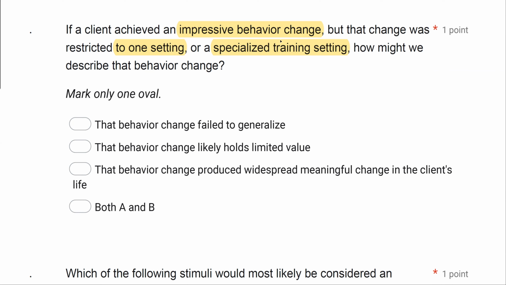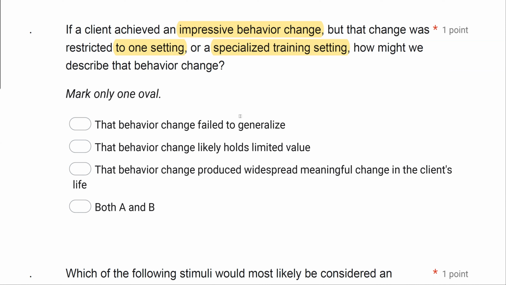An impressive behavior change, but only one setting or a specialized training setting. A, the behavior change failed to generalize. Absolutely. Generalization, arguably the most important thing we do, right? Generalization says a learned behavior starts to appear in other places and settings and around other people outside of the training area. So this behavior change is not generalized. B, the behavior change likely holds limited value. Yes. And why would it hold limited value? What good is it if the client can spell their name, but only in clinic and not at home or school? It doesn't make any difference in their life, and that's what we're looking for.